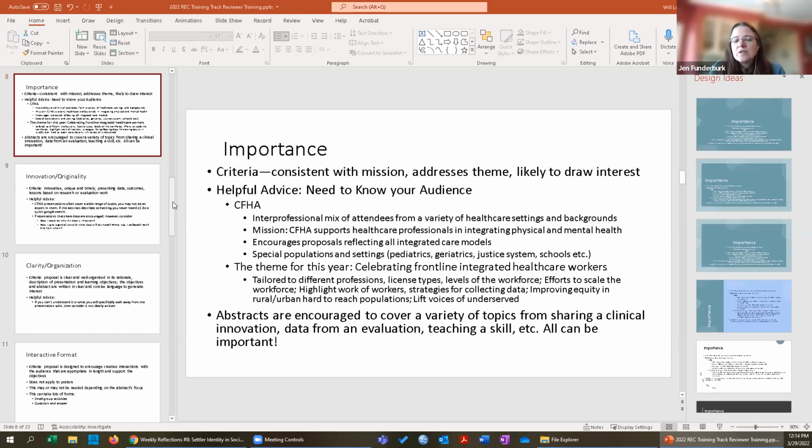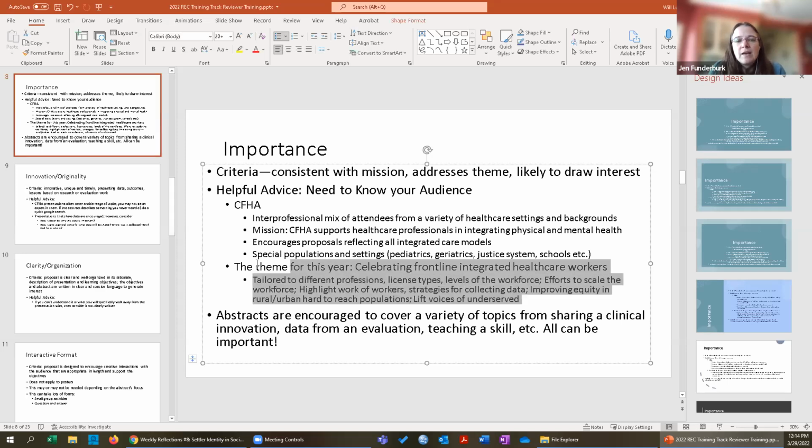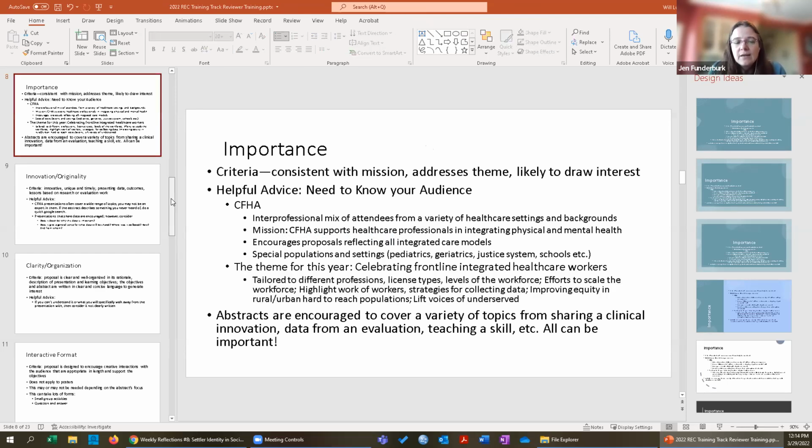This year's theme, which is important to know as you begin the review process, is celebrating frontline integrated healthcare workers. So abstracts may highlight how they're tailored for different professions, license types, efforts to scale up the workforce, highlighting the work of the different workers, strategies for collecting data, improving equity in other hard to reach populations like rural populations, and really just lifting voices of the underserved.